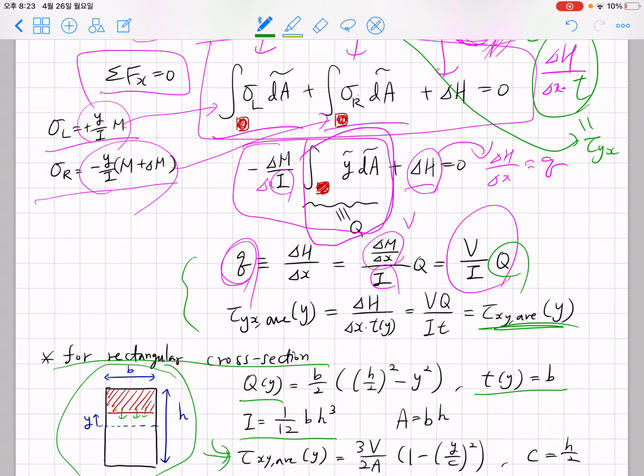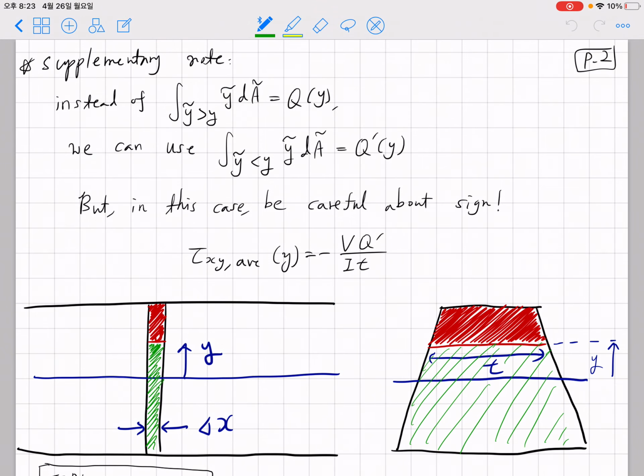But this is a very exceptional case with a super simple cross section. Typically when we solve the problems in shearing stress chapter, we gotta take some effort to obtain the Q integral. Okay. And let me also give you a supplementary discussion and supplementary note.